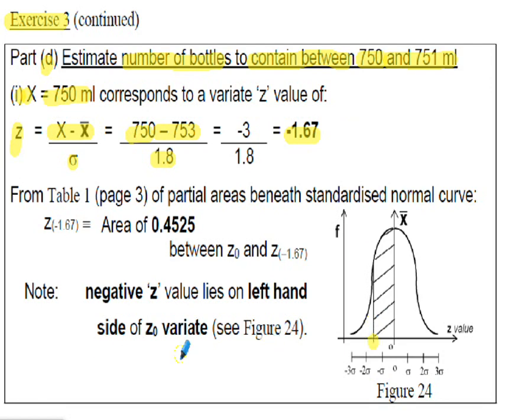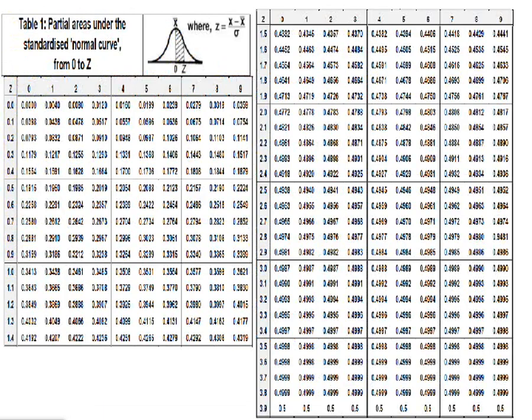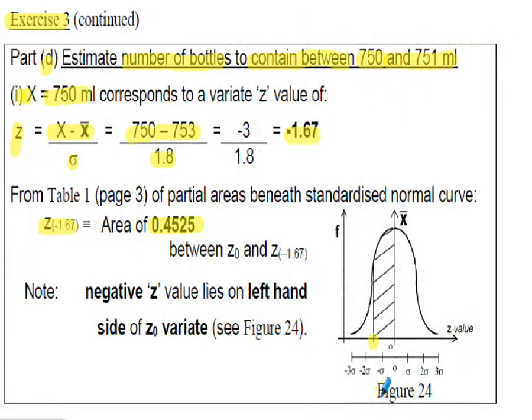From our table of partial areas, for a z value of minus 1.67, the area is 0.4525. We can check that from our table. Here's our table of partial areas. For a z value of minus 1.67, here's z, minus 1.6 there, go along to the 7 column here. That will give us an area of 0.4525. So the area we've worked out is this shaded area to the left of the x bar value.